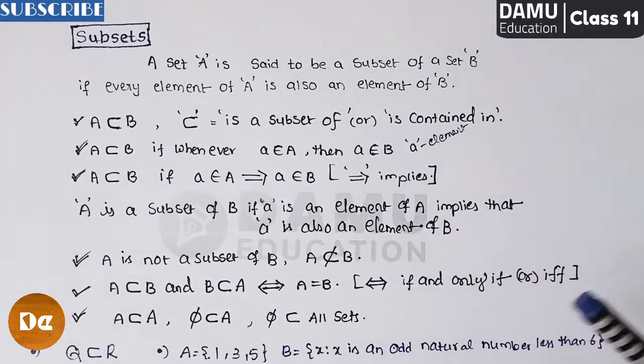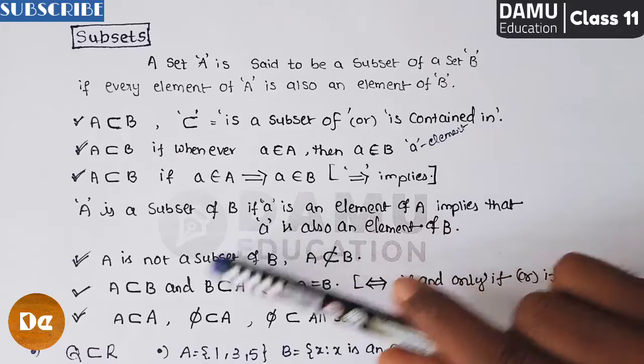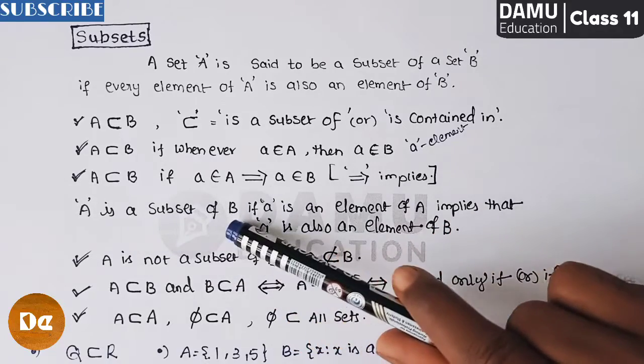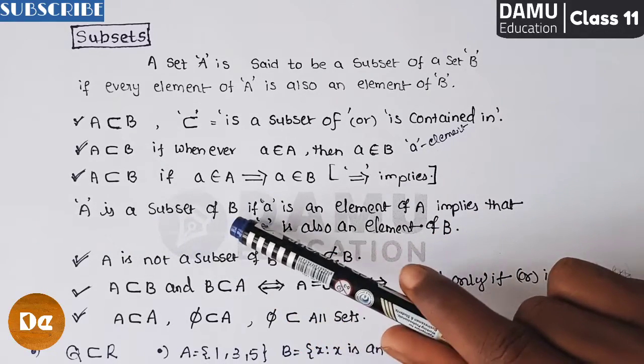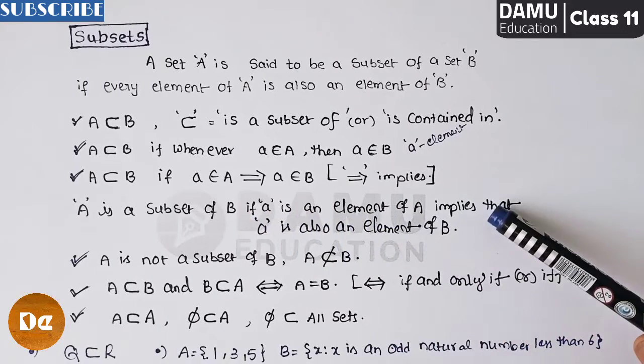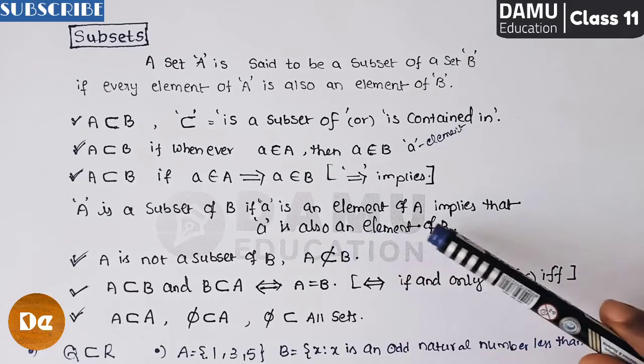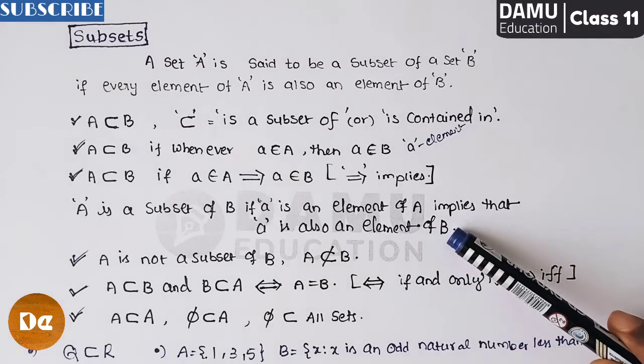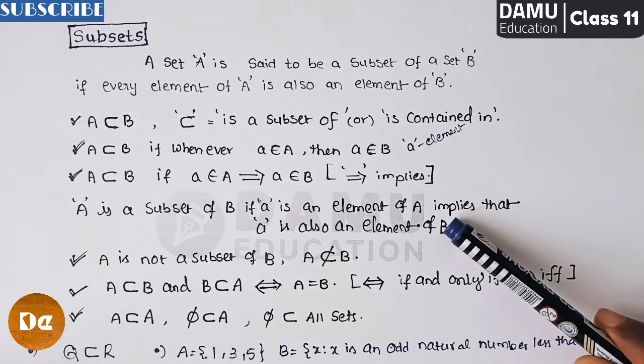Then only A subset B you can read. How can we read it? A is a subset of B. A is a subset of B if x is an element of A implies that x is also an element of B. Whatever I explained, that is the condition here.